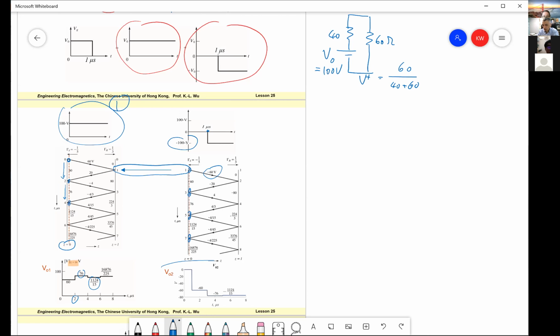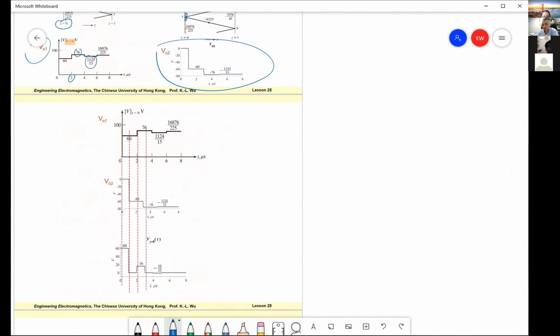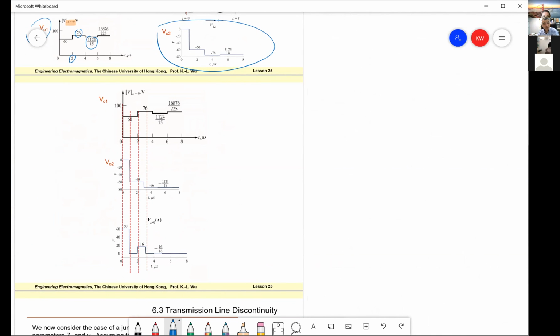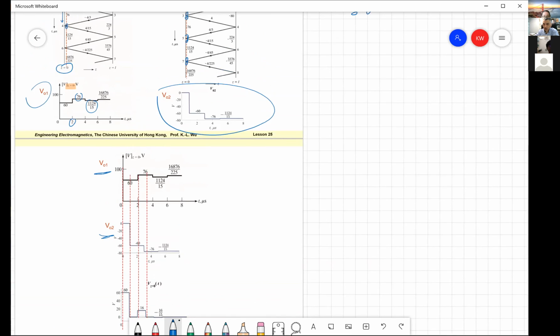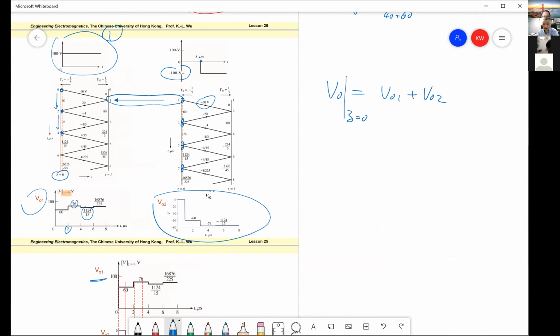We can show VO2. The first one is VO1 and the second one is VO2. So the total voltage at z equal to 0 is VO1 plus VO2. So how to add them together is I plot VO1, then I plot VO2. Because for VO2 we use negative voltage, that is equivalent to subtracting a positive value, right?